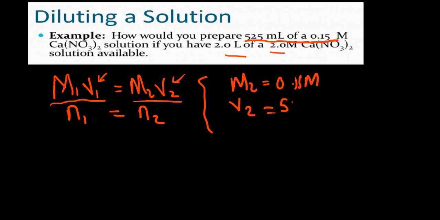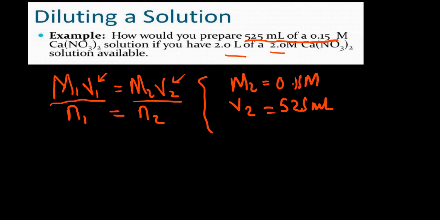You just work like that. Whatever units you are given, just work like that. There's no need to change. But for other things that we'll be doing, we have to change the units to liters. And then what is our V1? Our V1 here is actually unknown, because we have a lot of this calcium solution.